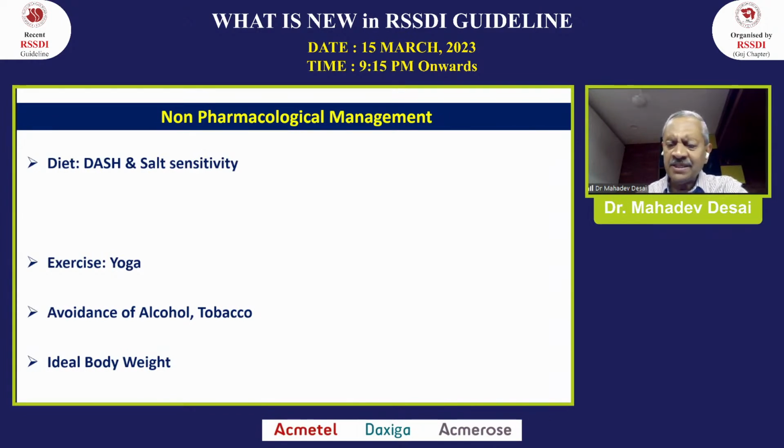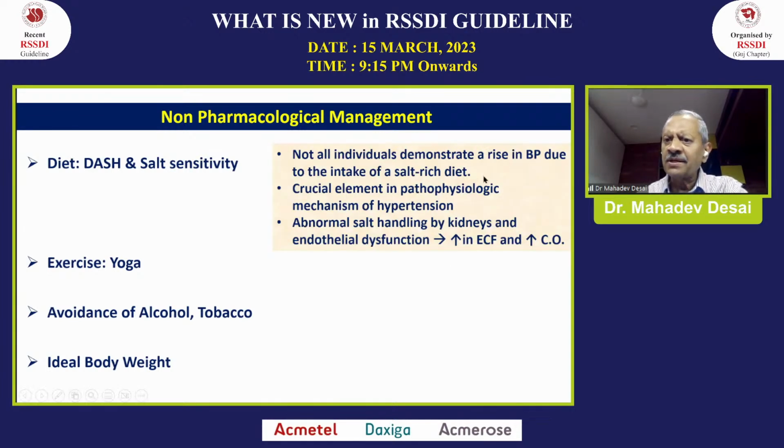So we know about the DASH study, dietary adjustment to stop hypertension. But RSSDI mentions that not all individuals demonstrate a similar rise in blood pressure when they take salt. So there are people who are salt sensitive, but all said and done, sodium is a very, very important cation, which is responsible for many of the pathophysiologic mechanisms of hypertension. There is abnormal handling by the kidneys, there is endothelial dysfunction, there is immune dysregulation, and because of this sodium and water retention, there is an increase in the extracellular compartment and increased cardiac output. All these add to the cardiovascular problems.